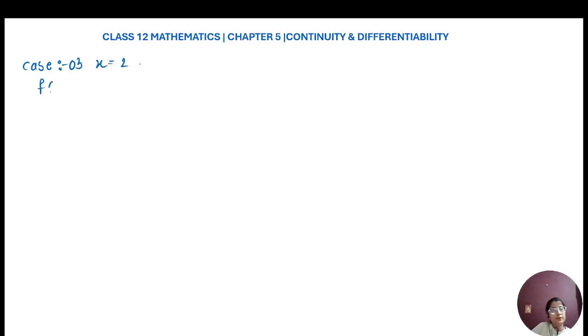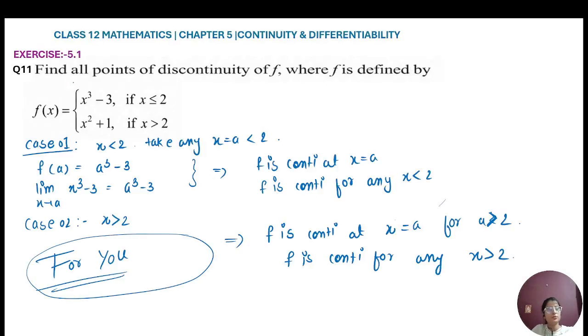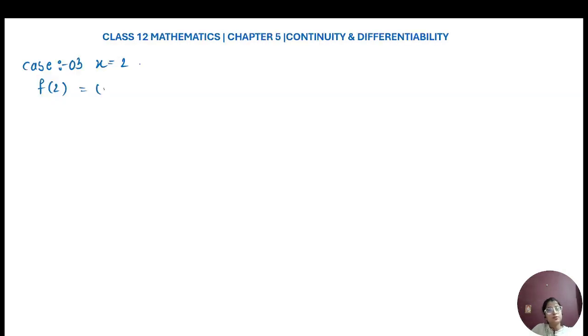So for that, first we find our function value. The function at x equals 2 is defined as x cube minus 3. So this will be 2 cube minus 3, that means 8 minus 3, that is nothing but 5. The function value is 5. Now let's find its limit value, that means the limit as x tends to 2 of f of x.